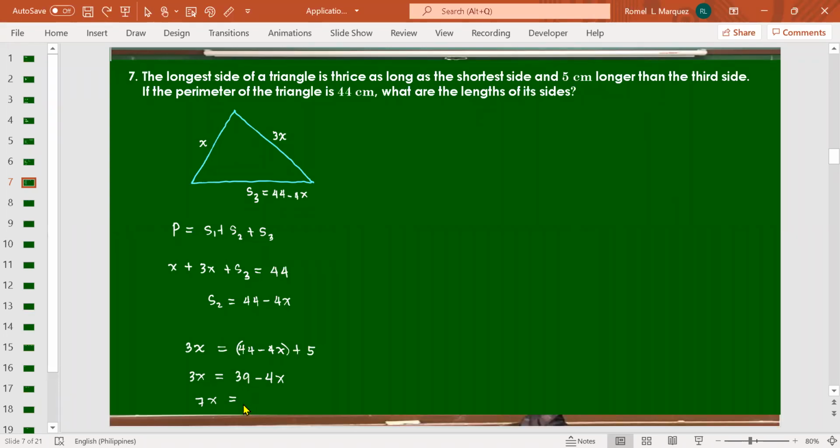Ay, 49 pala. Hindi kayo nasagot. Siguro tulog kayo. 7x equals 49. Oh, what is my x, guys? 7 centimeters. So what are the lengths of each side? 7 centimeters. Yung isa, yung 3x, 3 times 7 is 21 centimeters. Total 44. So 7 plus 21 is 28, and 44 minus 28 is 16. Yung 44 minus 4x is 16. Okay? So these are the sides.